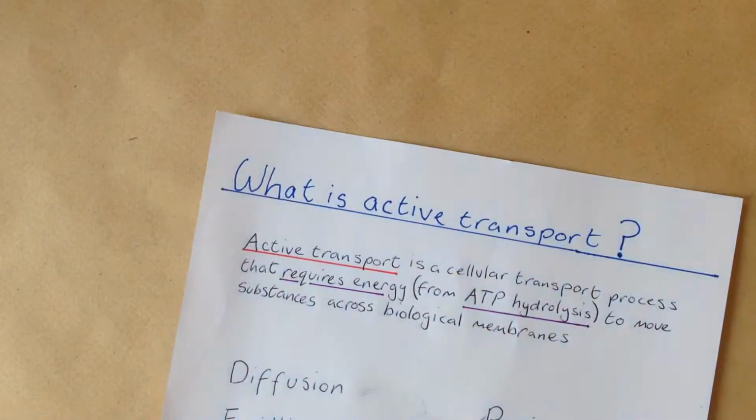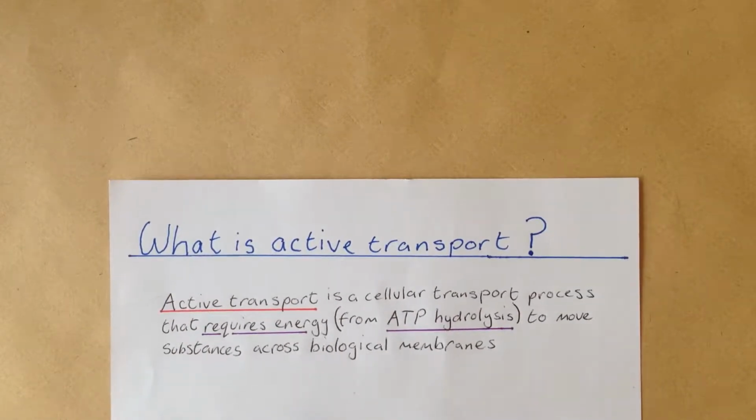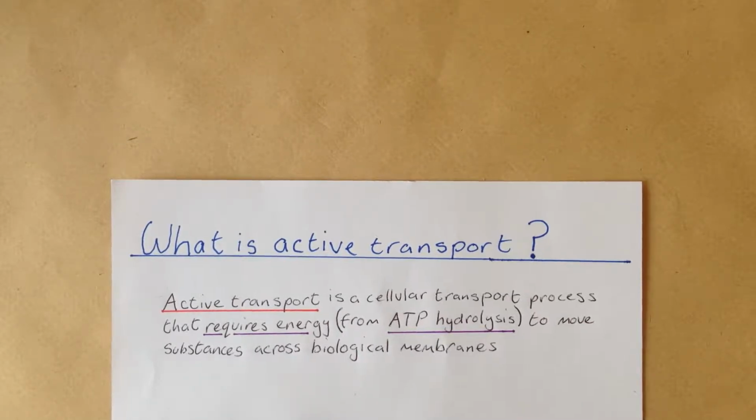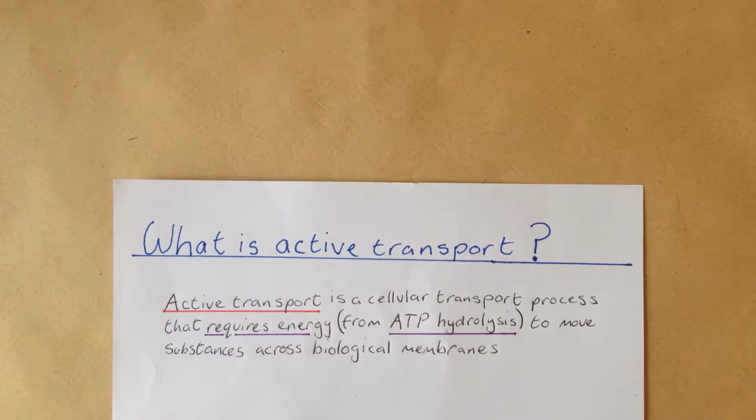So, what is active transport? Well, active transport is a cellular transport process that requires energy to move substances across biological membranes. And this energy comes from the hydrolysis of ATP, as with many other processes that require energy in living organisms.